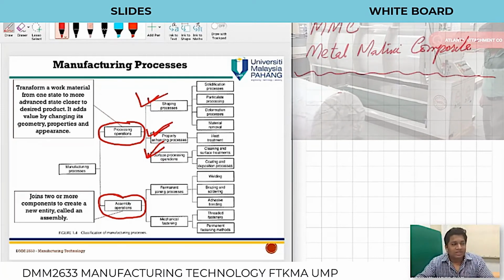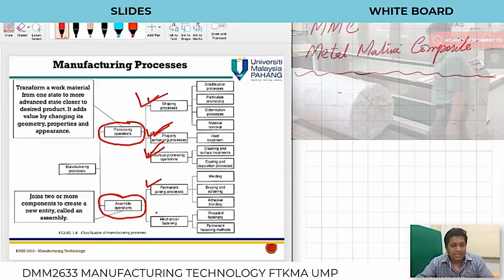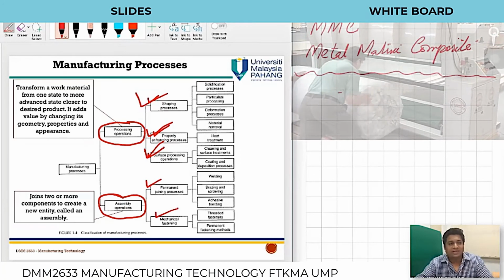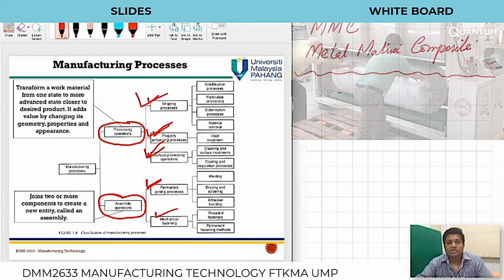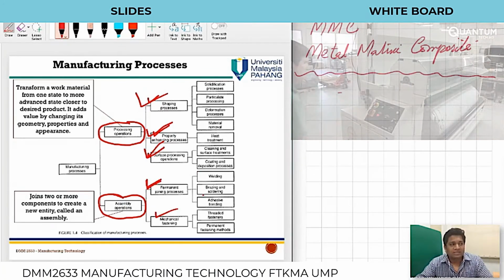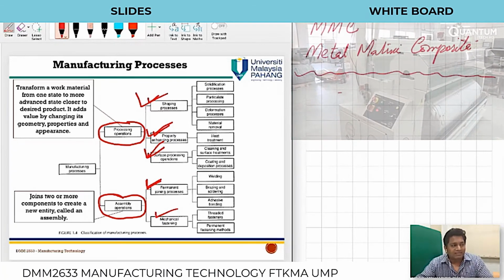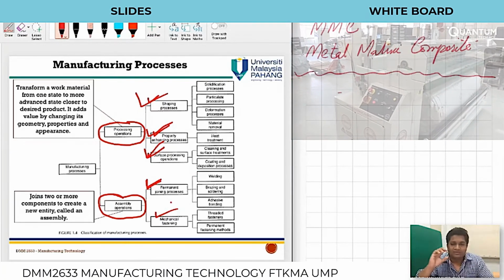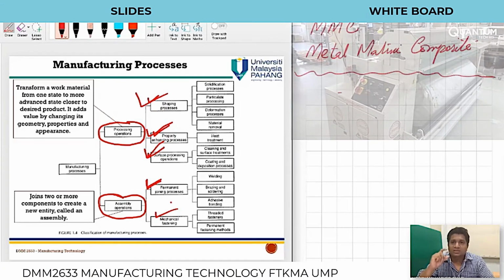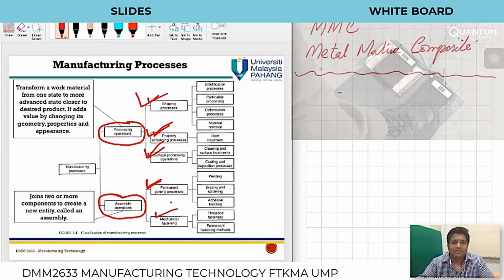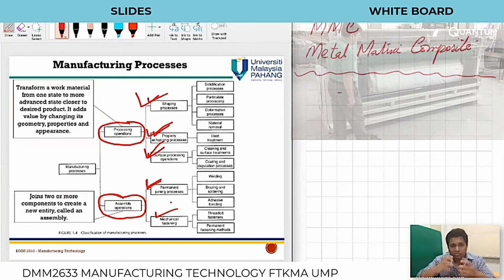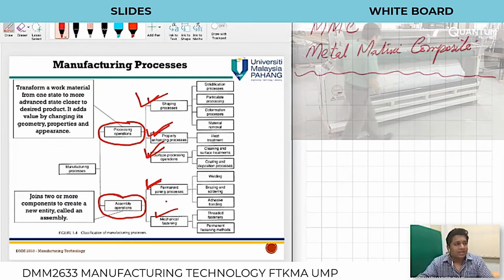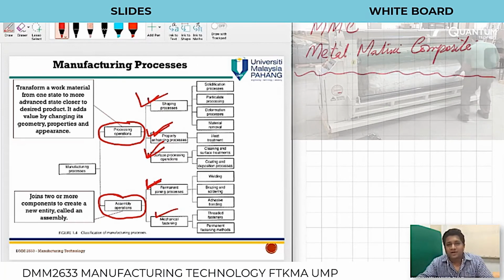Assembly operations are permanent join and mechanical fastening. Permanent join is welding, brazing, adhesive bonding, and mechanical fastening is basically fasteners, like screws, nuts, bolts, and threaded fasteners. So that can be removed or put again. So these are mechanical fasteners. And the other thing is permanent joining, which is welding, brazing, soldering. This is also something we will learn.